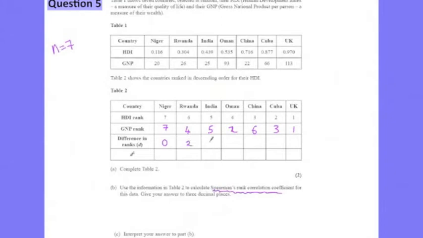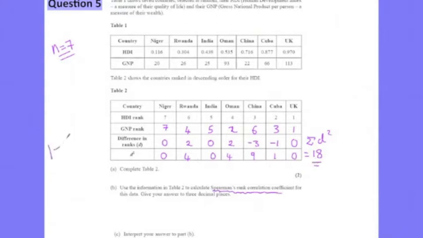0, 2, 0, 2, -3, -1, 0. And then we're going to calculate the difference squared. 0, 4, 0, 4, 9, 1, 0. Adding up these values will give us the sum, the total of them, of D squared. Adding up these values gives us 18. N is 7. The sum of D squared is 18.